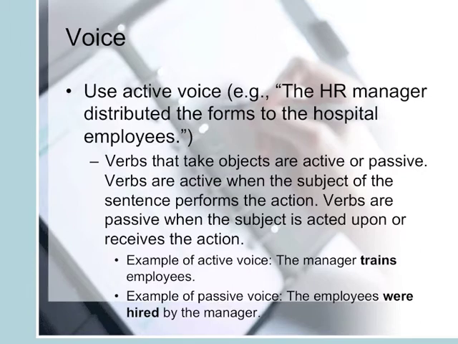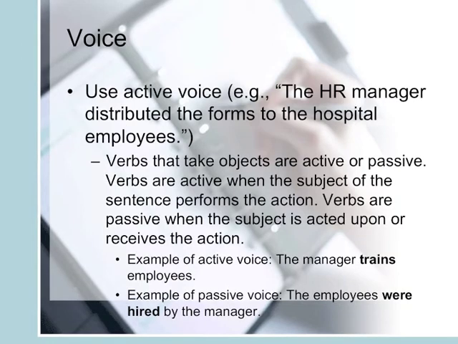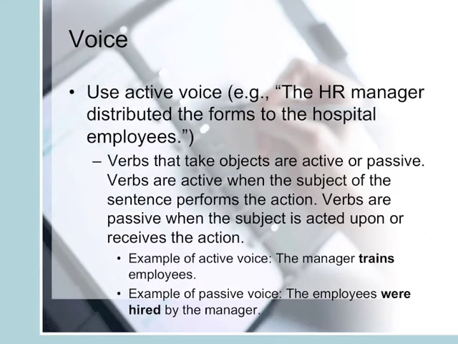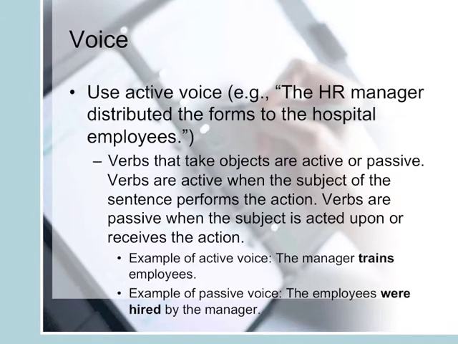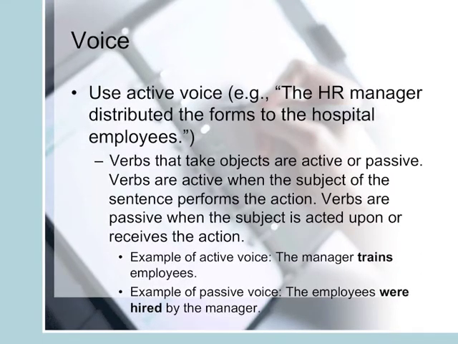Verbs that take objects are active or passive. Verbs are active when the subject of the sentence performs the action. Verbs are passive when the subject is acted upon or receives the action. See these two examples. Here's an example of active voice. The manager trains employees. So you have the manager doing the training. That's at the front of the sentence. You have no question about who is doing the training.